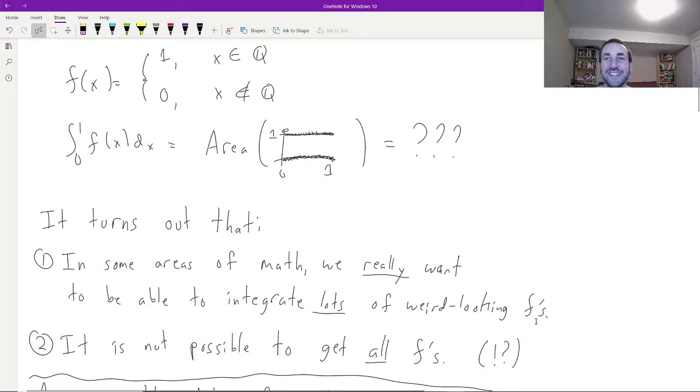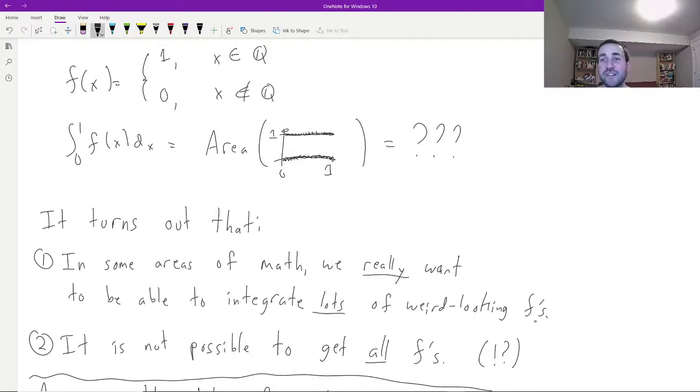And unfortunately, this isn't something that we can just sweep under the rug. It turns out that there are some areas of math, and I'm a probabilist, certainly in a lot of probability theory, where we really want to integrate a whole lot of functions f that are weird looking, sometimes even weirder looking than this function here. So you actually need that to do a lot of mathematics.